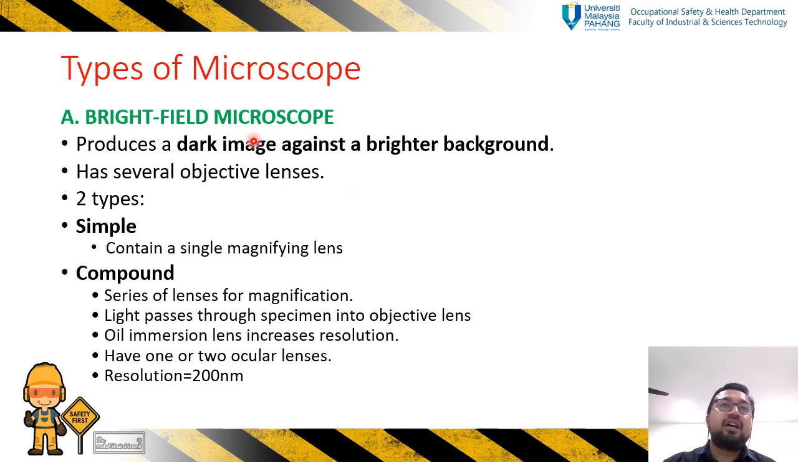Okay, number one, bright field microscope. Bright field produces a dark image against a brighter background. It has several objective lenses. There are usually two types: simple, containing a single magnifying lens, or compound, which has a series of lenses for magnification. Light passes through the specimen into the objective lens. Oil immersion lens increases resolution. It has one or two ocular lenses. Resolution is usually 200 nanometers.